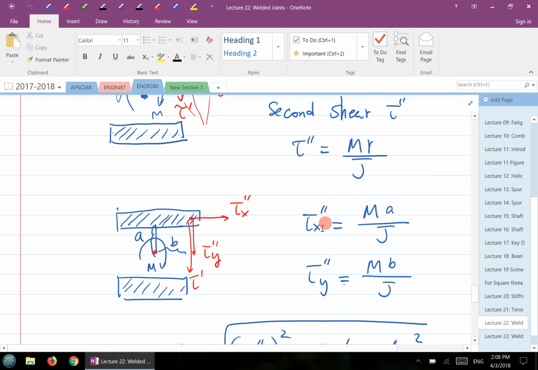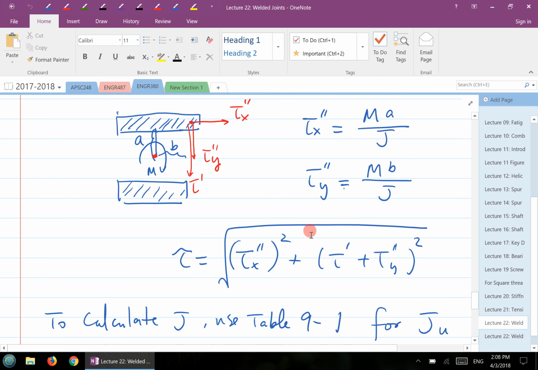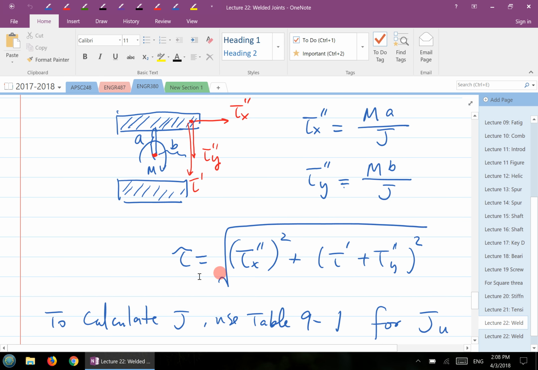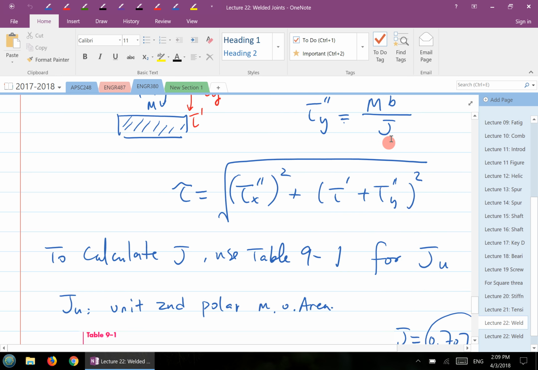So you see the tau x double prime is perpendicular to tau y, so tau y is in the same direction as tau prime. On the vertical side you have tau prime and tau y double prime, and then those add together squared, so you basically get the total shear stress. Okay, total shear stress.